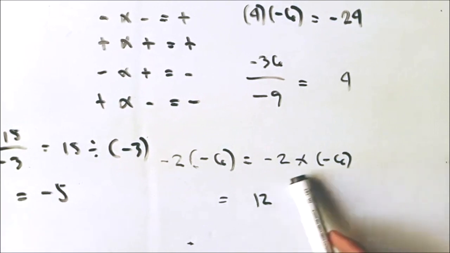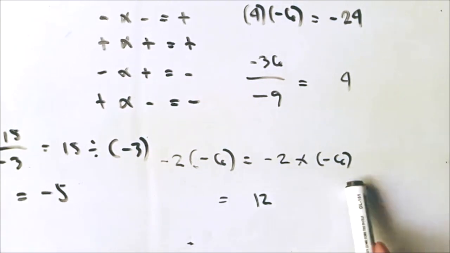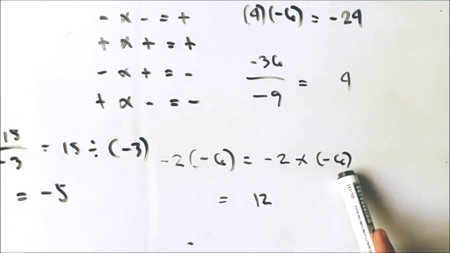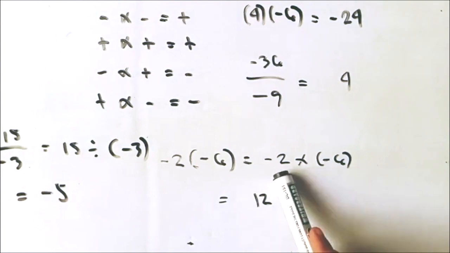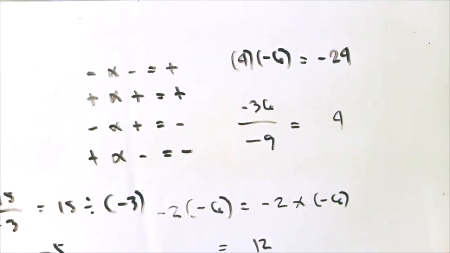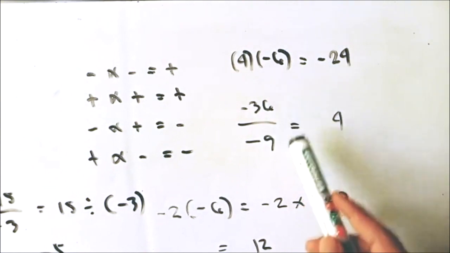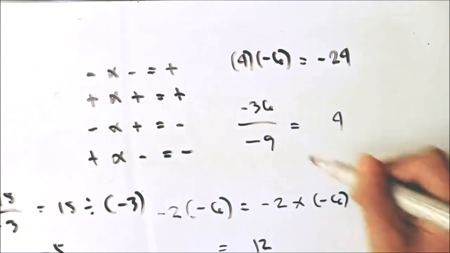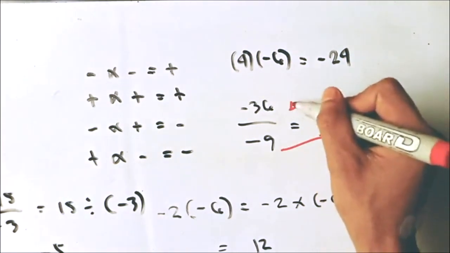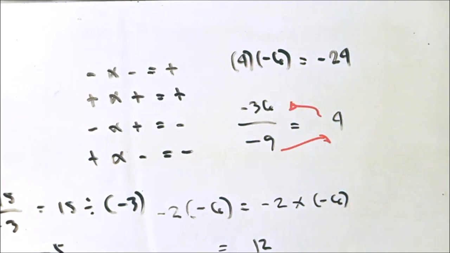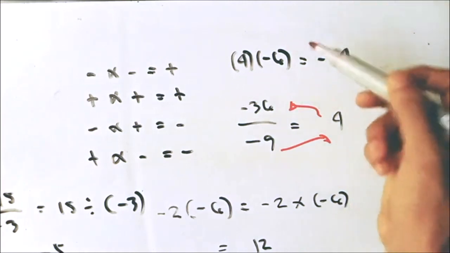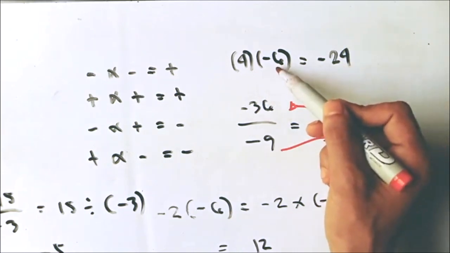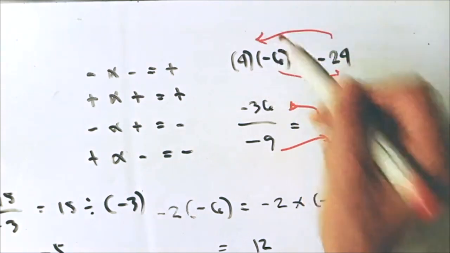So if we multiply 2 and 6, the result is 12. But if we divide 12 by 2, the result is 6. If we divide 12 by 6, the result is 2. If we are dividing 36 by 9, the result is 4. And if we multiply these two, the result is 36. Then if we multiply 4 and 6, the result is 24. Then if we divide 24 by 6, the result will be 4.